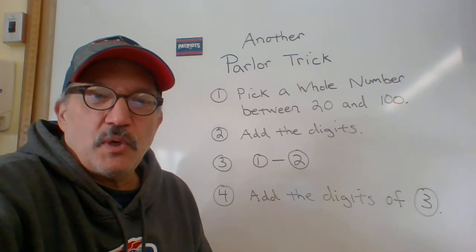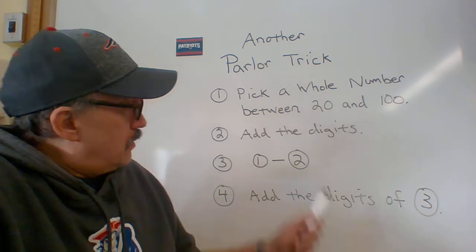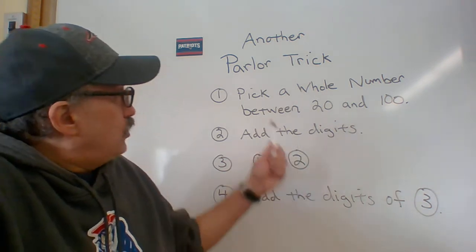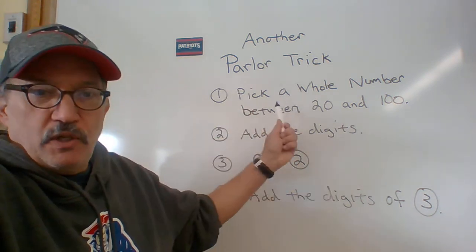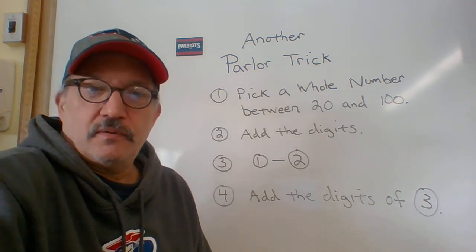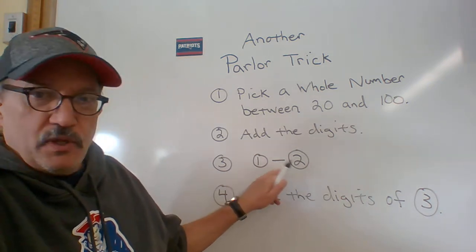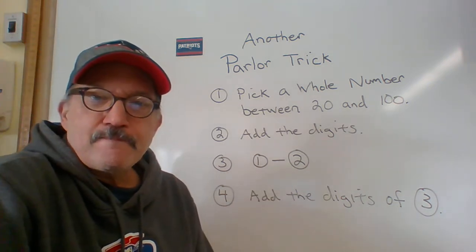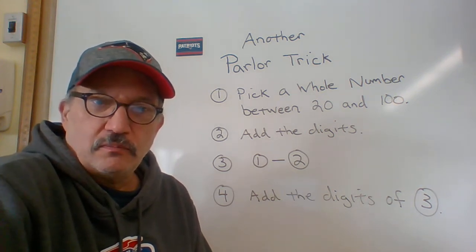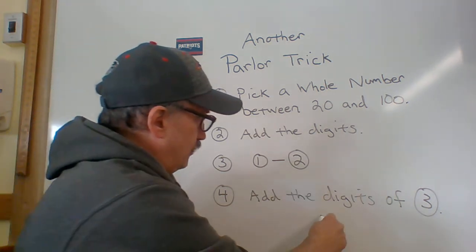Pick a whole number between 20 and 100. Got it? Add the digits of that number. Now do number 1 minus number 2, the original number minus the sum of the digits. Step 4, add the digits of this new number that you got in step 3. Okay? Pause the video if you need to. Hope I stated it clearly. Well, here you go.